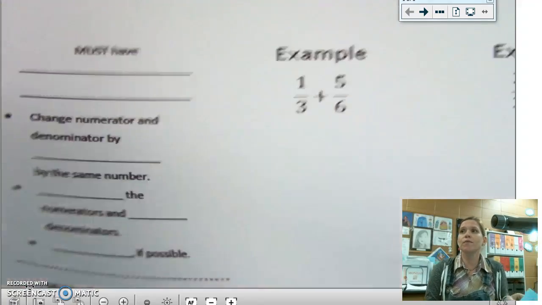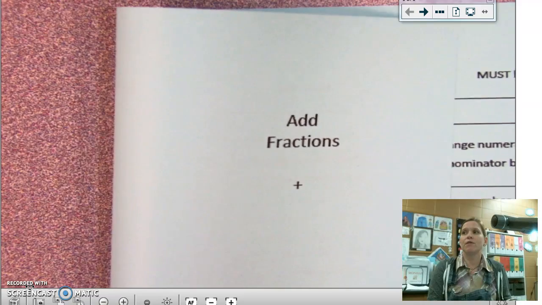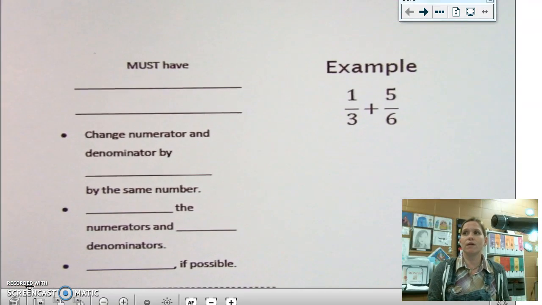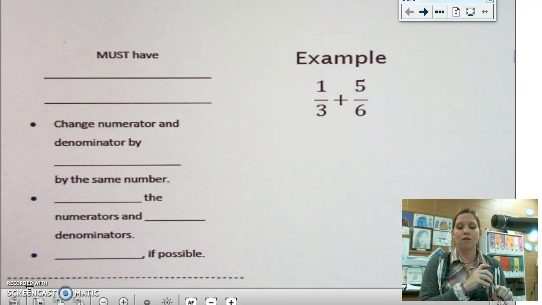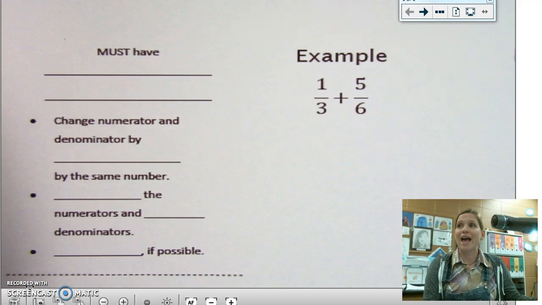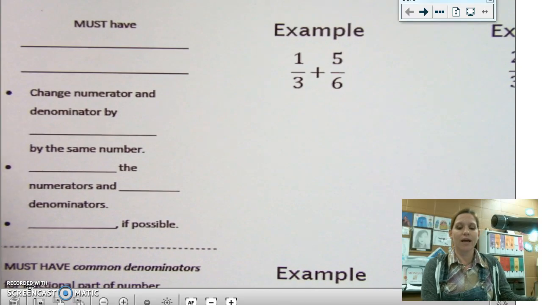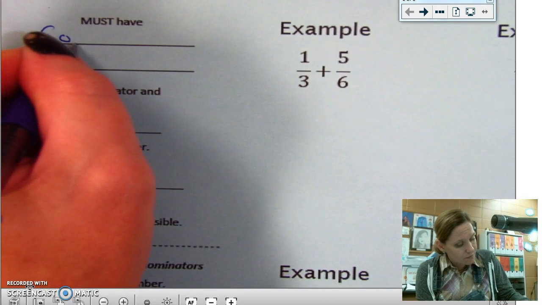In your foldable, on the one side it should say adding fractions. Flip it over and there are our notes. Alright, the first thing we need to be aware of when we are adding fractions is that we must have common denominators.